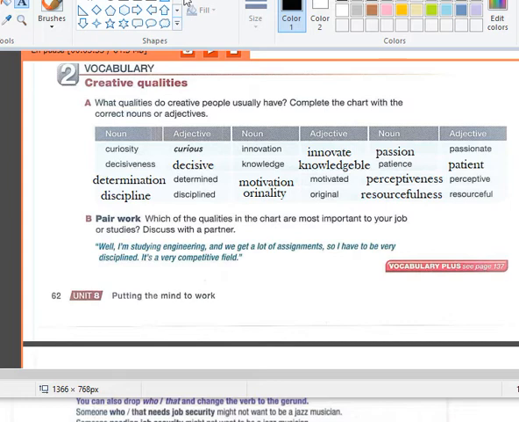Resourcefulness, resourceful. So with this miscellany of words, we can make a definition of different professions. So let's take some of these words to start making our relative clauses.